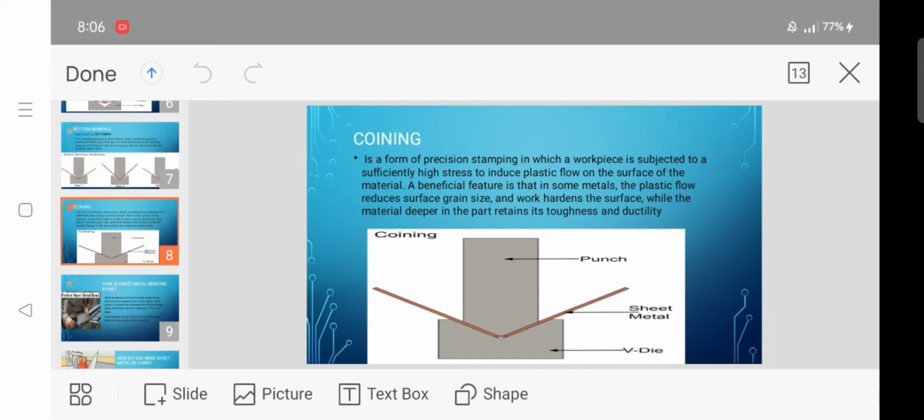Coining is a form of precision stamping in which a workpiece is subjected to a sufficiently high stress to induce plastic flow on the surface of the material. A beneficial feature is that in some metals, the plastic flow reduces surface grain size and work hardens the surface, while the material deeper in the part retains its toughness and ductility.